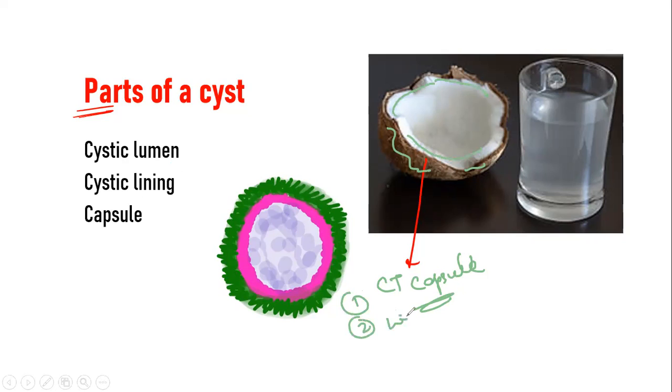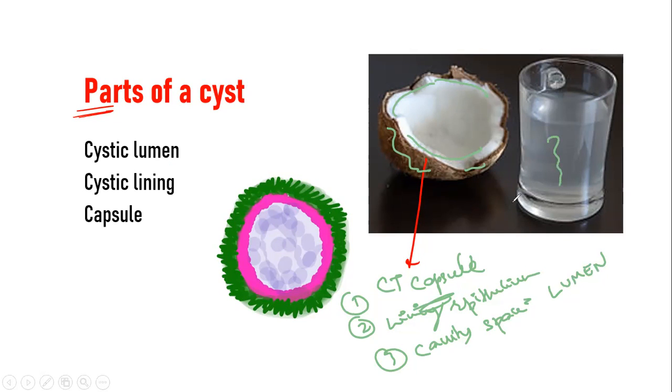So you have a lining epithelium. And further inside this, you have the actual cavity space, which is called the lumen. In a coconut, it has this fluid. So similarly, in a cyst also, it might be fluid, semi-fluid or gaseous. So again, the parts of the cyst are the outer dense connective tissue capsule, the inner cystic lining, enclosing the cystic lumen.